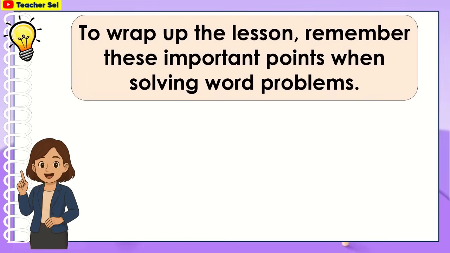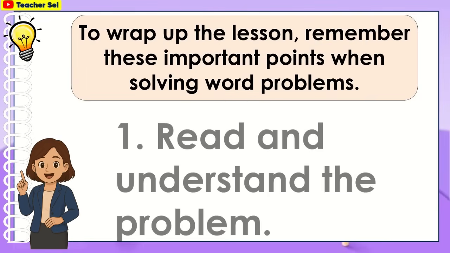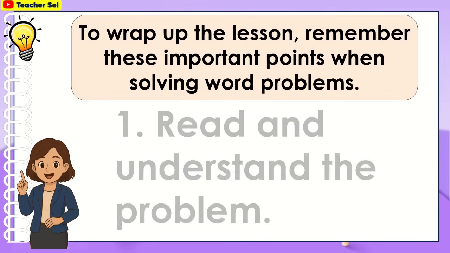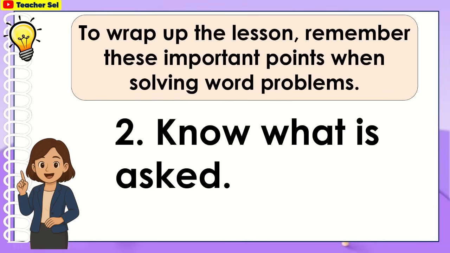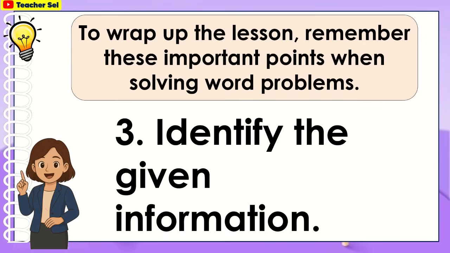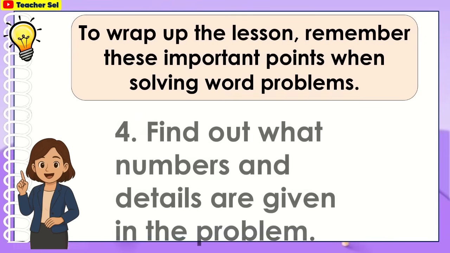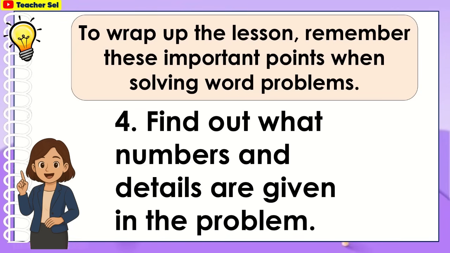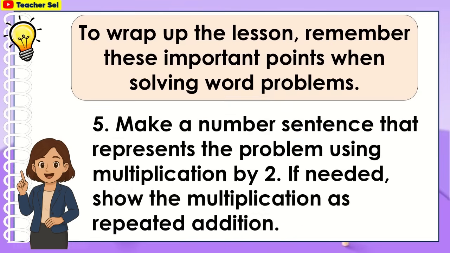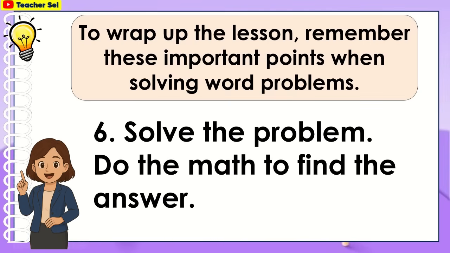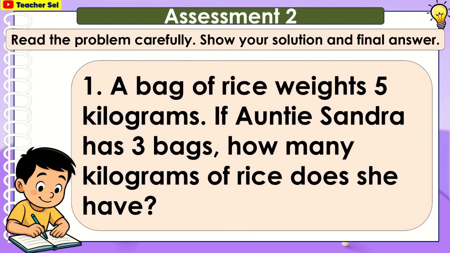To wrap up the lesson, remember these important points when solving word problems. Read and understand the problem. Know what is asked. Identify the given information. Find out what numbers and details are given in the problem. Make a number sentence that represents the problem using multiplication by 2. If needed, show the multiplication as repeated addition. Solve the problem, do the math to find the answer. Read the problem carefully, show your solution and final answer.